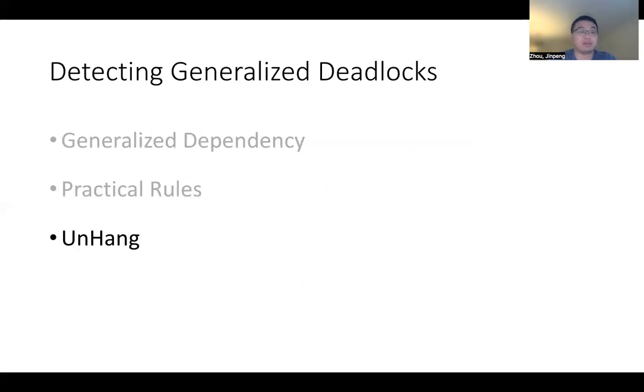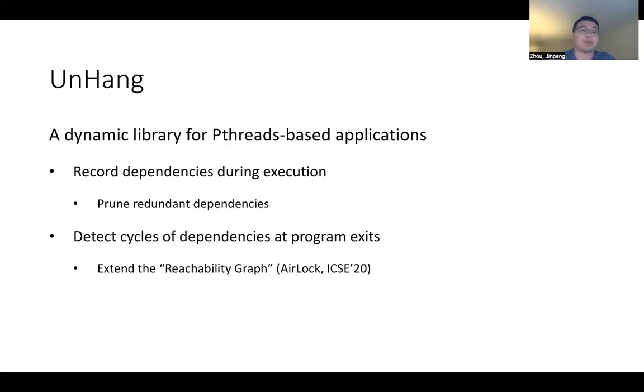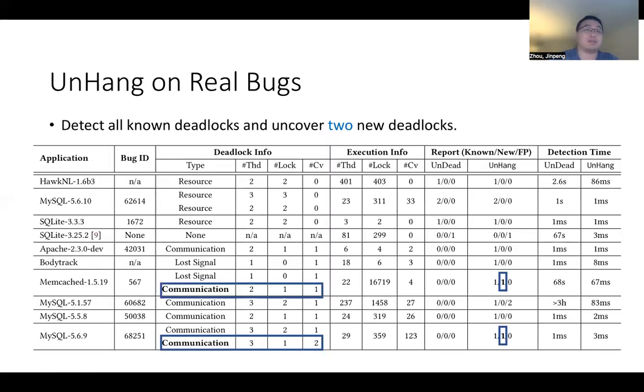Now, let's take a look at the prototype Unhand. Unhand is a dynamic library built for pthread-based applications. It records dependencies during execution and prunes redundant dependencies for performance optimization. It detects cycles of dependencies at the program exit and extends the reachability graph concept from our prior work. For more details, please refer to the paper. Here, let's directly take a look at how Unhand performs on real-world deadlock bugs.